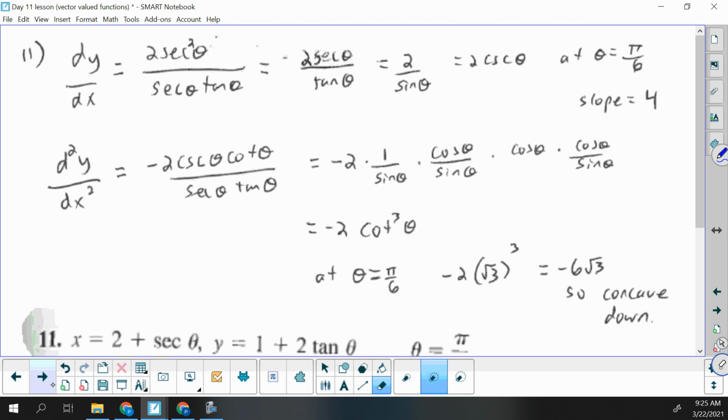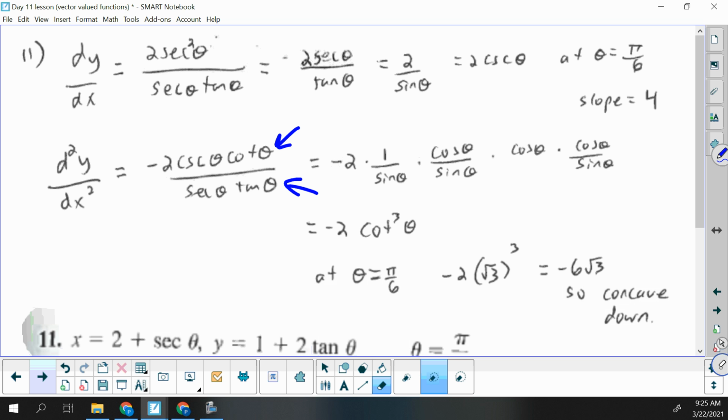Similar idea for this one: derivative of the y part over derivative of the x part. It neatens up to be 2 cosecant theta. Cosecant at pi over 6 would be hypotenuse over opposite, so that's 2 over 1, so you end up getting 4 for the slope. Do your derivative of 2 cosecant, which is this, over the dx/dt, which is that.